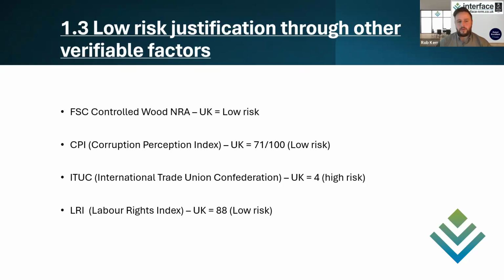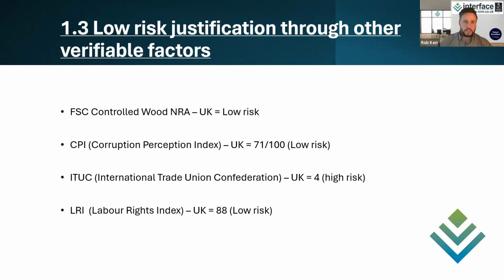ITUC, which is the International Trade Union Confederation, is where previously we'd failed. For the UK, it is high. To be deemed low risk, it needs to be 2 or less, so a score of 2 or 1 would be deemed low risk. Italy, for example, meets their requirements, so they're deemed low risk through this requirement. But at the moment, the UK is a 4. Therefore, under this factor, we would be deemed high risk.